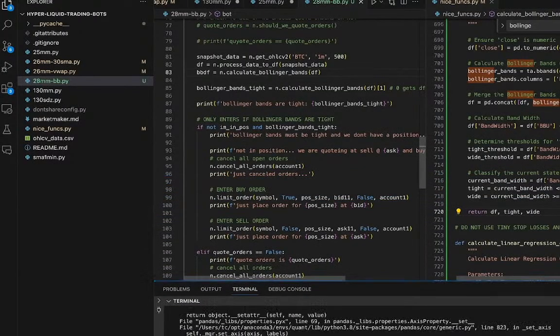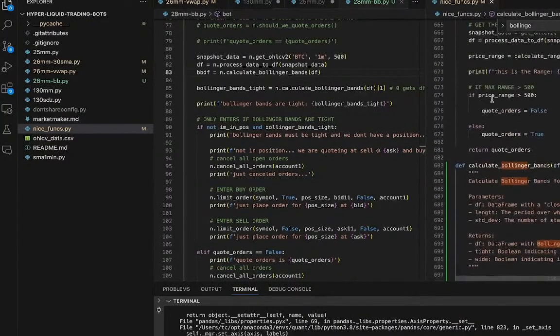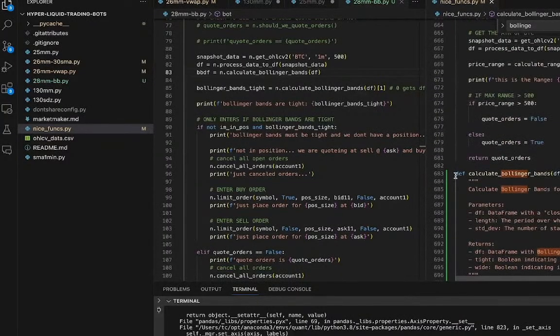Okay, so I think something messed up when we changed this Bollinger Band here.